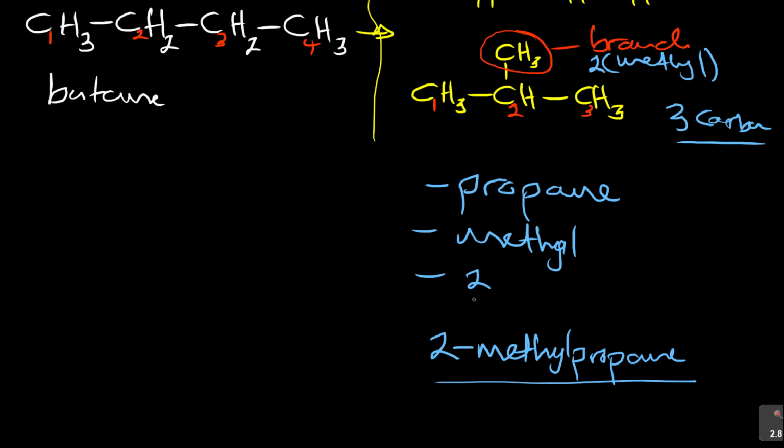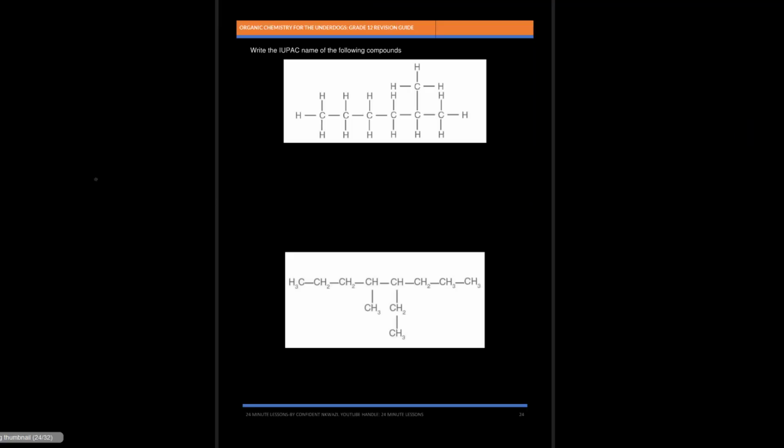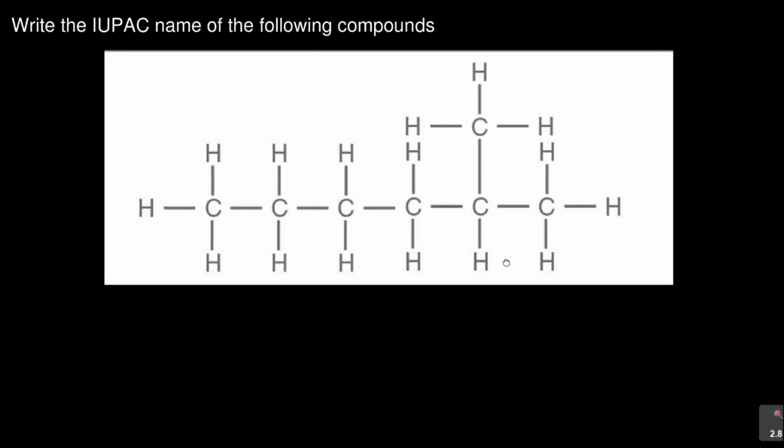What does it mean? It means go to carbon number 2, you'll find a branch called methyl, and the parent chain is propane. That's how you name this. Are you with me? Now, let's do quite a few of these activities, but I encourage you, if you are ready to name, pause the lesson, try to name it yourself, and then if you've named it, let's compare the answers.